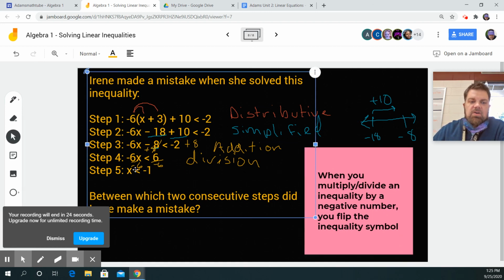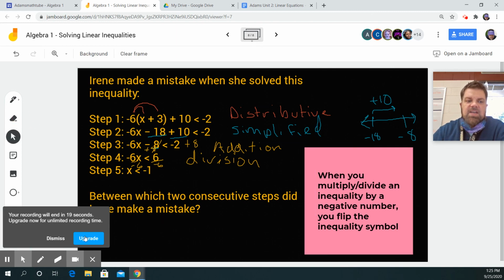So what did they do though? Did they flip the inequality symbol? No, they did not. So that was the mistake. The mistake is in step 5. So between step 4 and 5 is where they made the mistake. The real answer should be x is greater than -1.